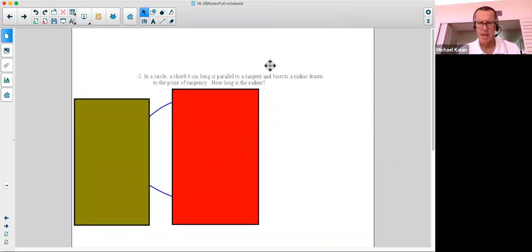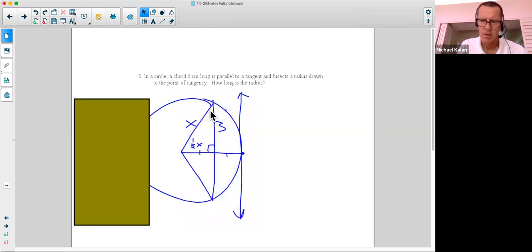Okay, try this one. In a circle, a chord 6 centimeters long is parallel to a tangent and bisects a radius drawn to the point of tangency. Okay, so think about what this is going to look like, right? We have our circle. We have a chord that's parallel to a tangent. And it bisects a radius drawn to the point of tangency. So your drawing should look like this, right?